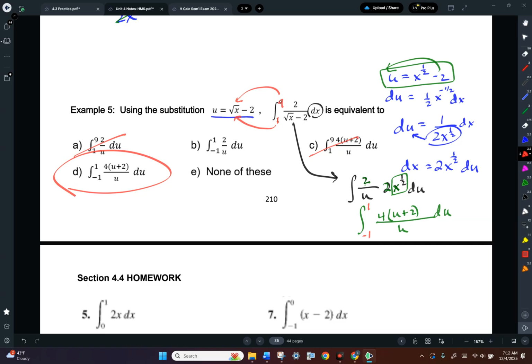So that's a lot of times what the multiple choice would look like, which is good because it saves you the work of having to do the integration. You just have to rewrite it in terms of u. Okay, so that is 4.4.